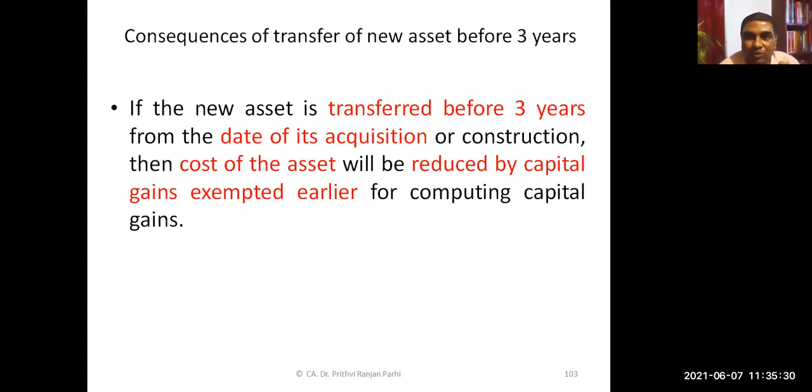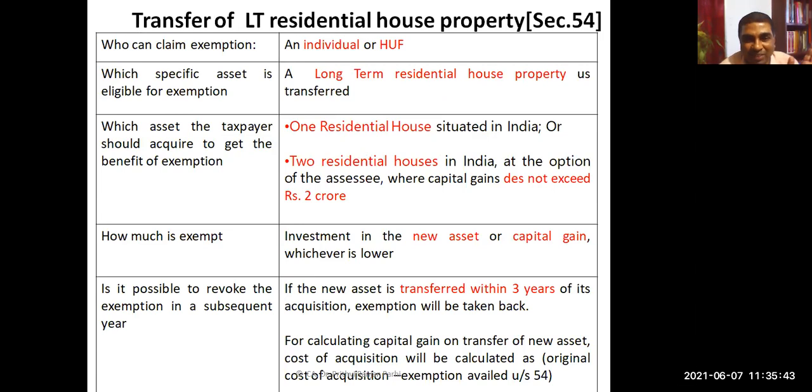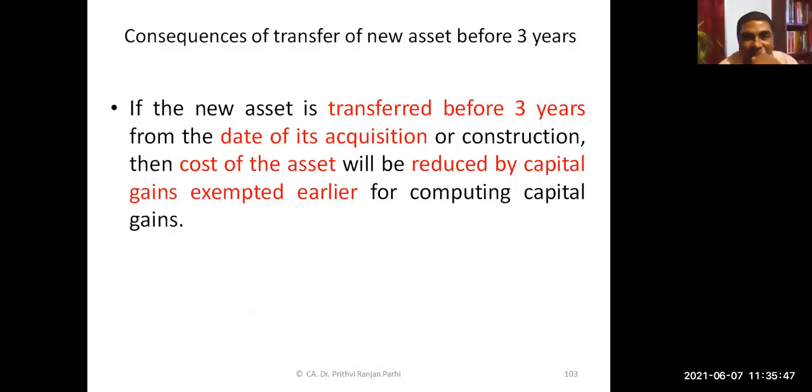Okay. So when a new asset is acquired, that should not be disposed of. Ideally, that should not be transferred within a period of 3 years. That has to be kept as it is for 3 years. Okay, friends, did you understand this? Yes, sir.